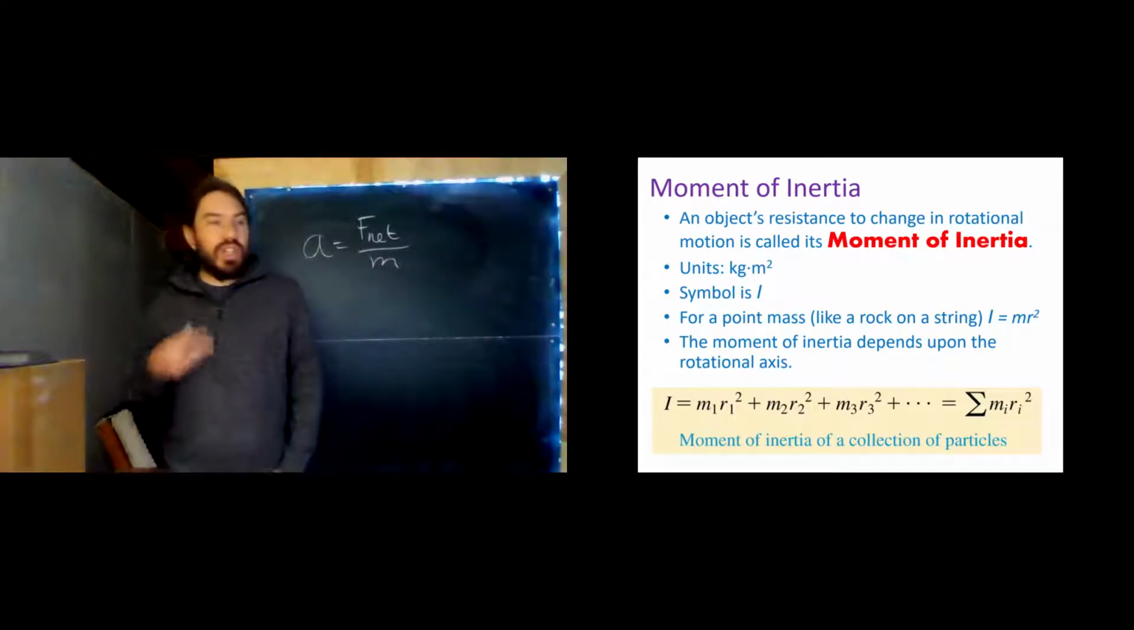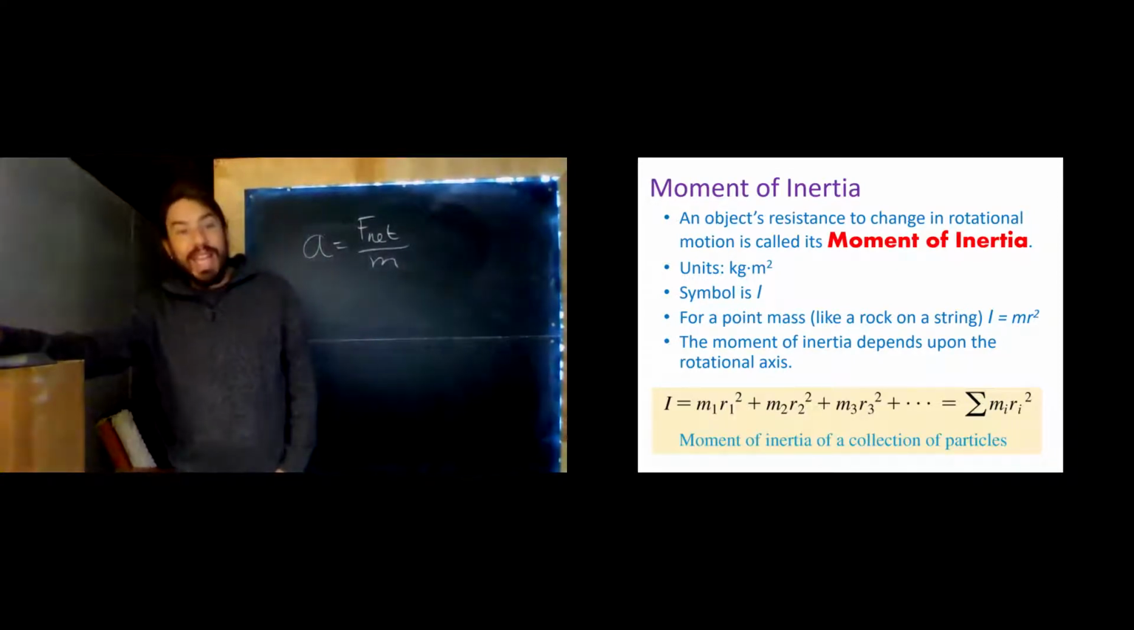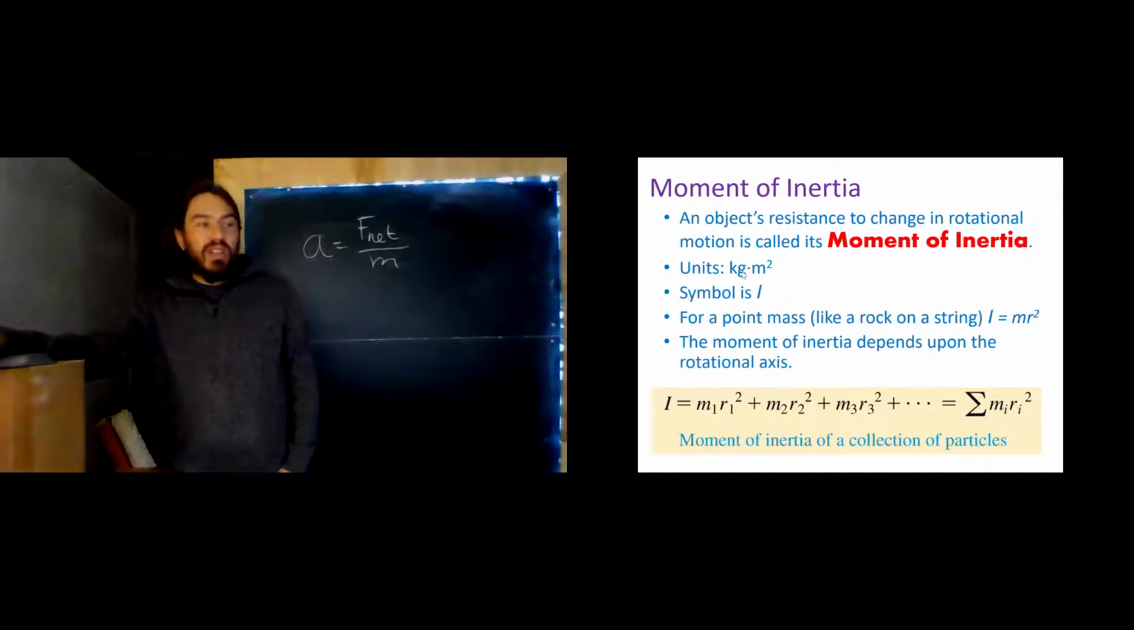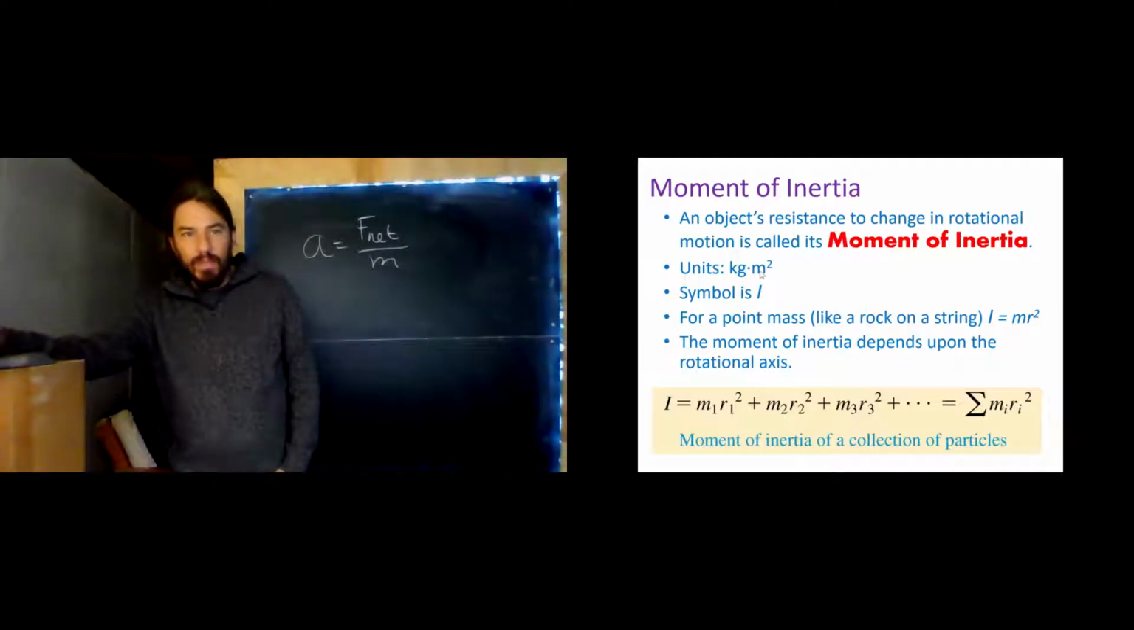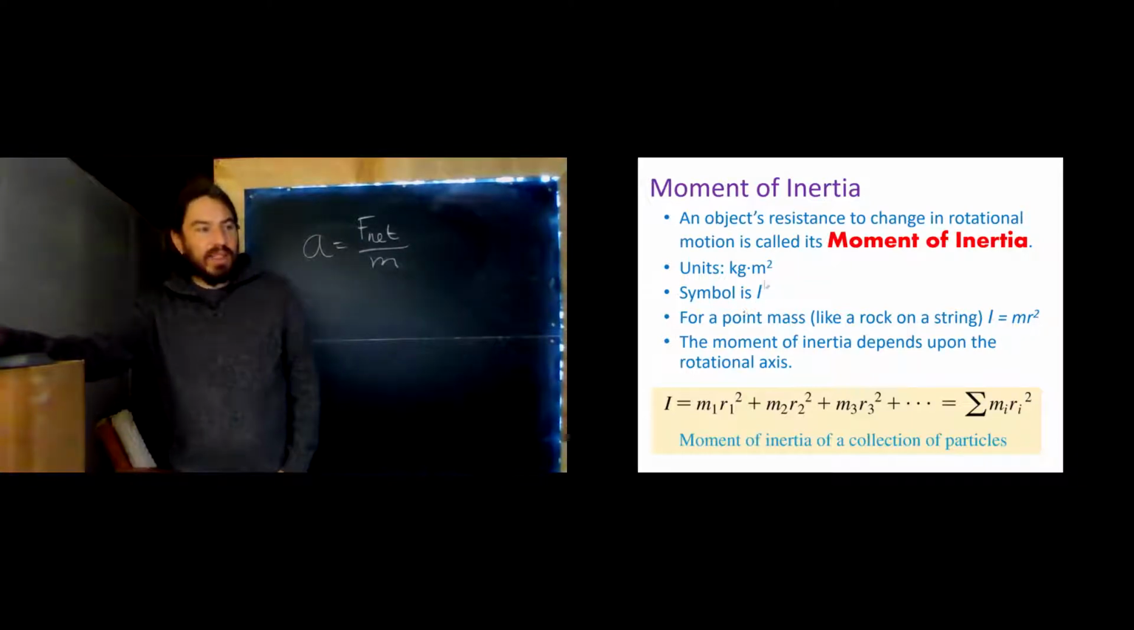So there's an analogy here that we're building up. Moment of inertia is the object's resistance to change in rotational motion. Its units are kilograms meters squared. It depends not only on the mass, but how far that mass is from the rotational axis. The symbol we use is an I. I should have picked a different font here. This is a capital I. For a point mass, like a rock or a string, the I is equal to mr squared.